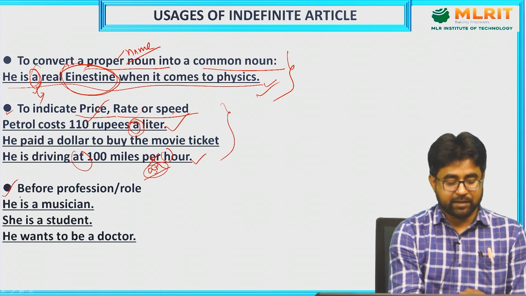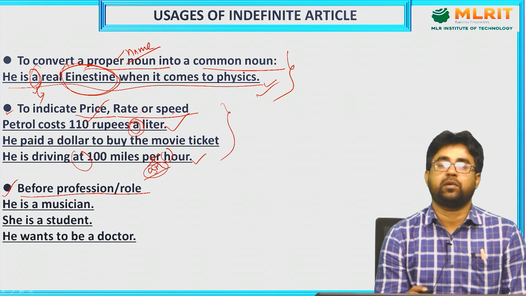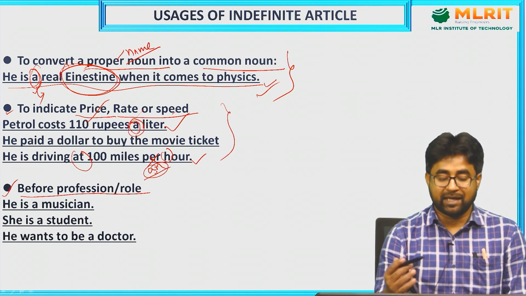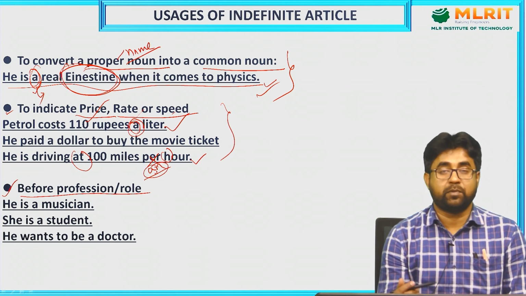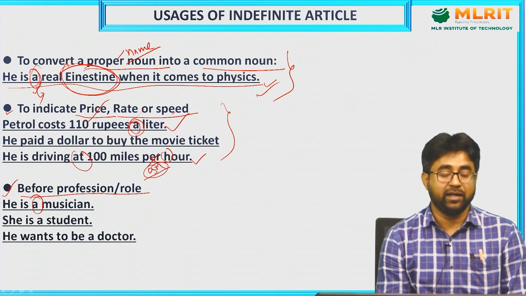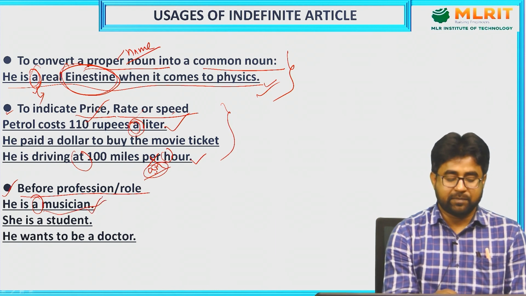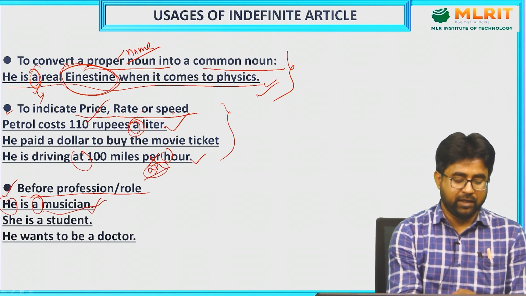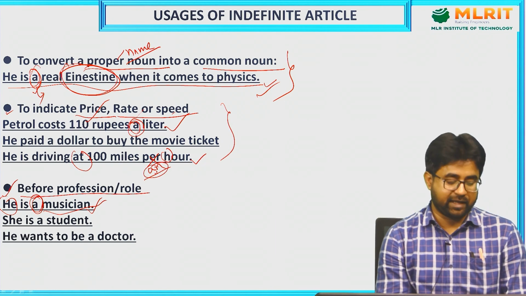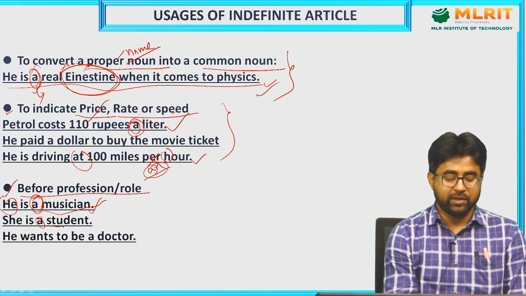Now let's come to the next usage: before a profession or role. If we want to indicate someone's profession or role, then also we use the indefinite article. You can see here: He is a musician. What is the role? This is the profession of that particular person. So I am using the indefinite article A: he is a musician. She is a student. Again, student is a role.